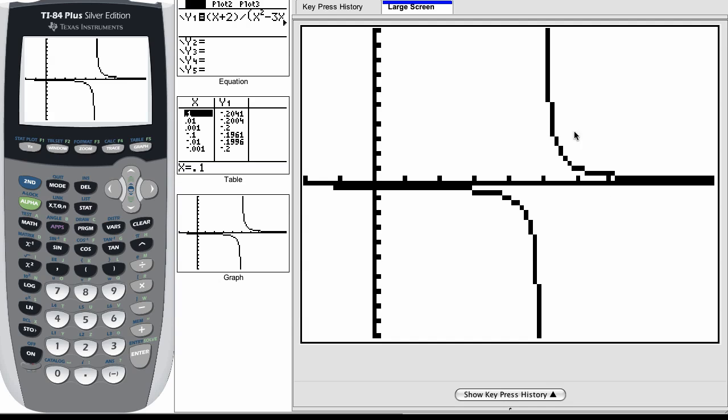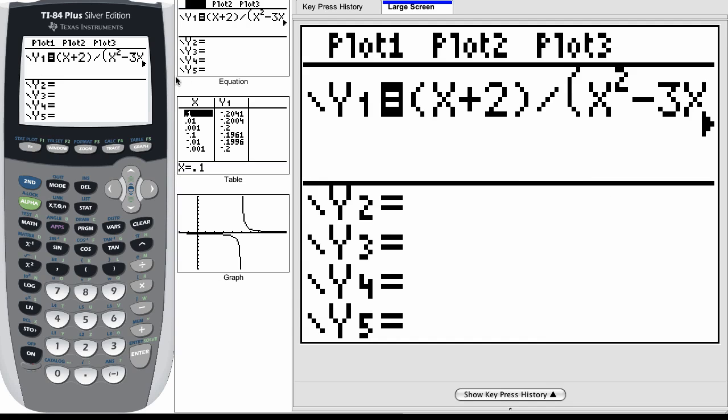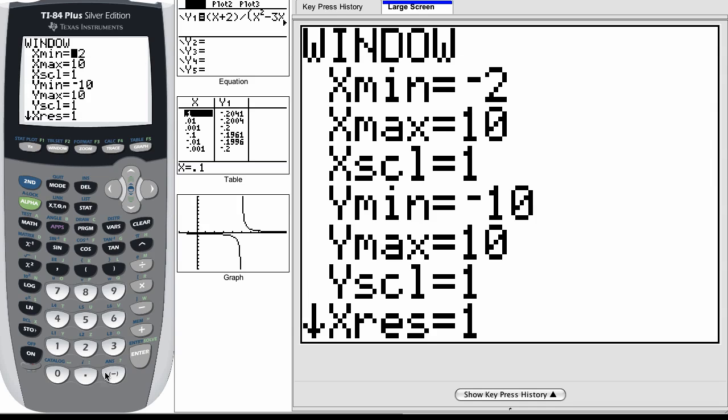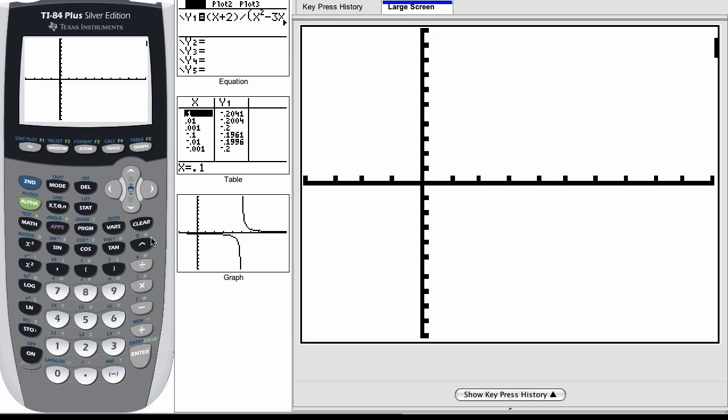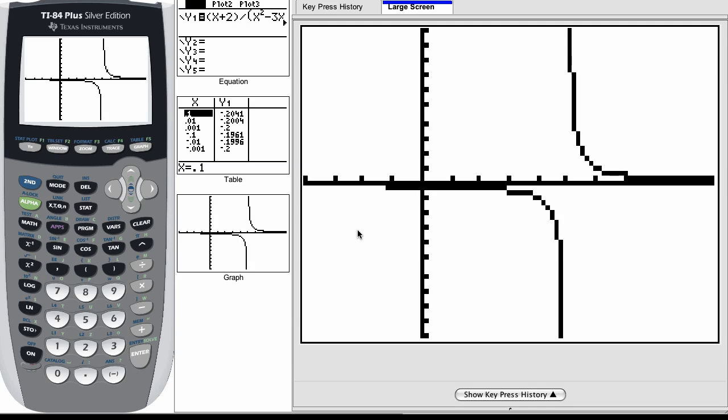So here's the graph of the function. I've just entered it into my calculator. I've actually changed the window, so I have a normal 10 by 10 window, except my x min is now -4. And so here it is. It appears that we have a vertical asymptote right here.